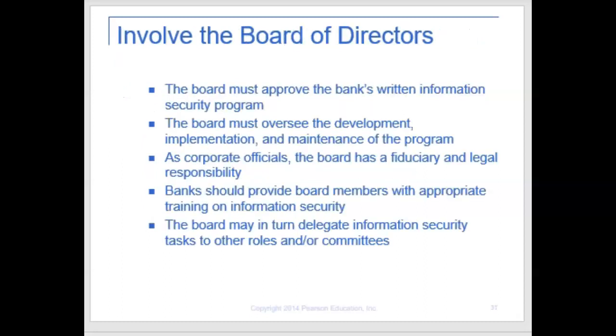Now, the board of directors, right? So interagency guidelines require that the board of directors or some equivalent, right, maybe an executive steering committee that will act on behalf of the board, approve a bank's written information security program, for example. It will generally require you to have some sort of business experience as well as acumen.